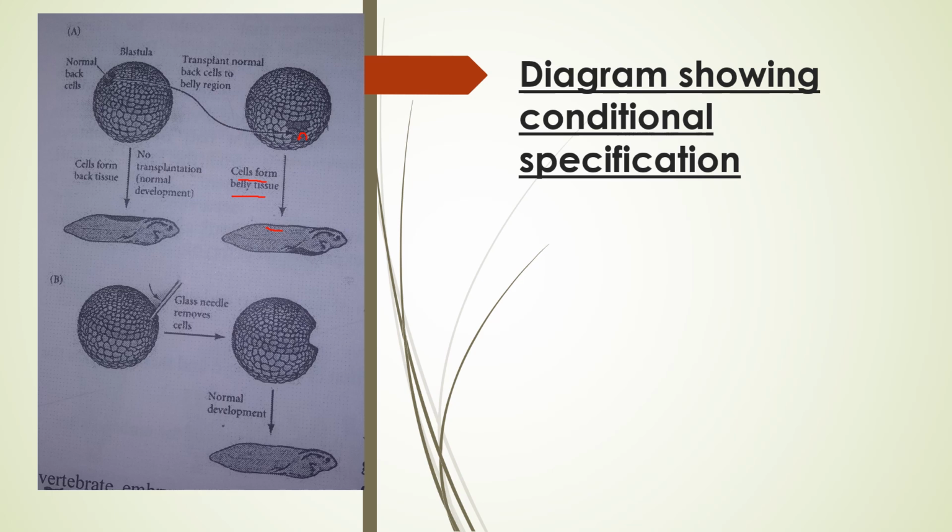So with this glass needle, some cells are removed. It does not affect it at all. These lost cells can be compensated by itself and the normal development of this embryo would take place.